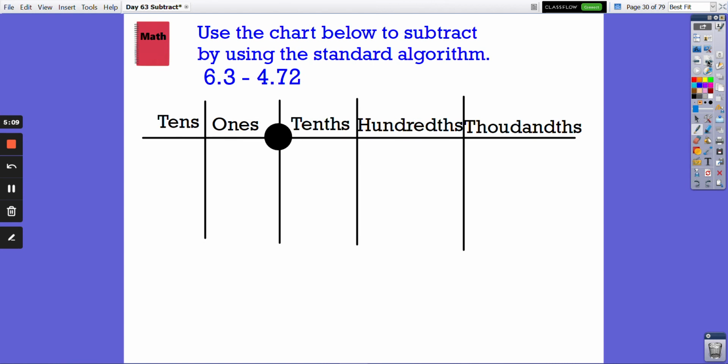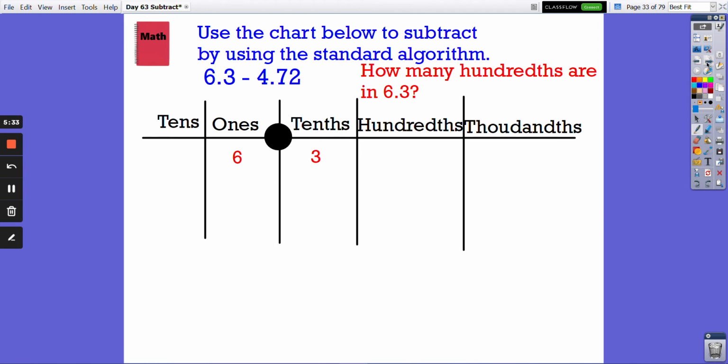Okay, let's go ahead and do another problem. Use this chart below to subtract by using the standard algorithm. 6 3/10 minus 4 72 hundredths. How many ones are in 6 3/10? Well, there are 6. How many tenths are in 6 3/10? Look at the tenths place, there are 3.